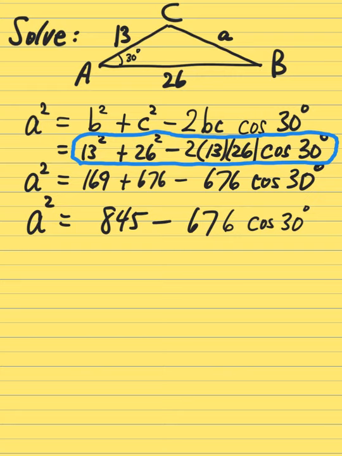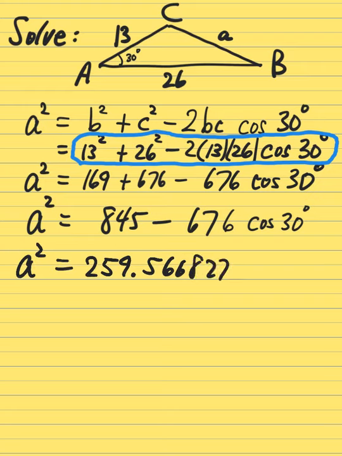I get A squared equal to, and I'm going to carry several decimal numbers out, 259.566827. Square root of all that, hang on to your decimals so your final answer is accurate. The square root of that 259 number is 16.11. There we go.